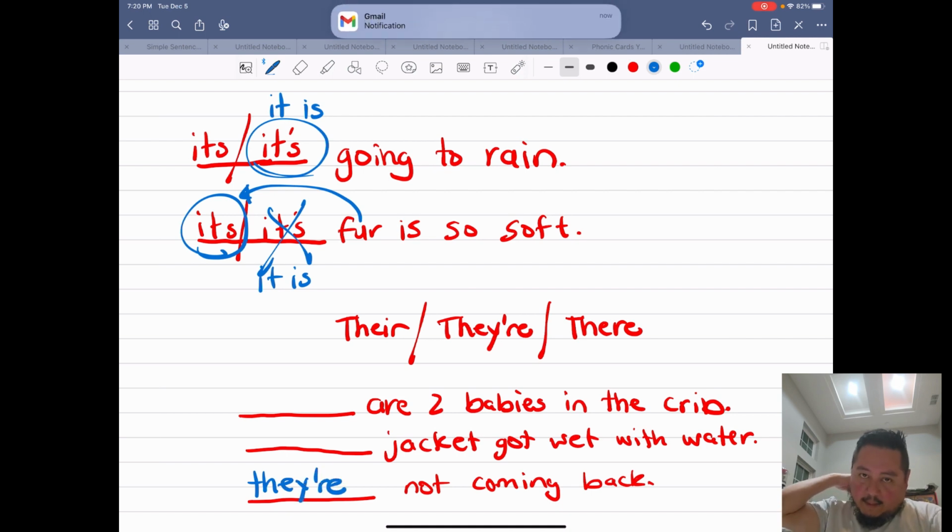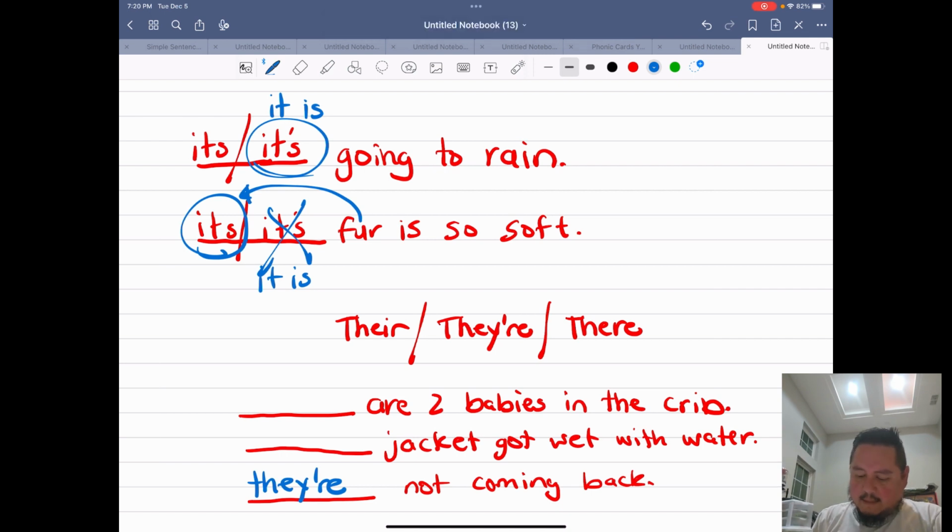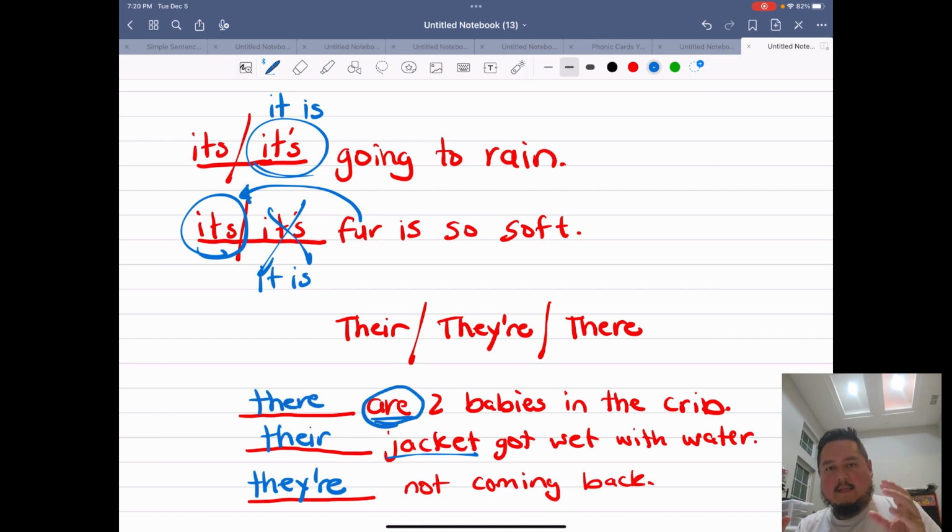All right, cool. Let's do the other there. Something that belongs to them. Does are belong to something? No. What about a jacket? Can that belong to them? Yes, that can belong to them. So we would say this is their jacket. Their jacket got wet with water. And the last one is are. So there are, because the word there can be connected to a verb. Are, was, is, or were.